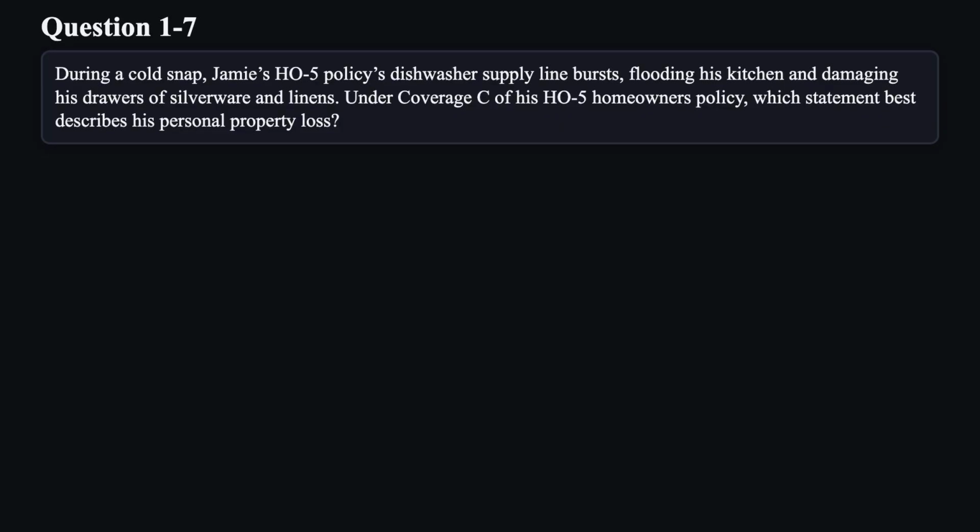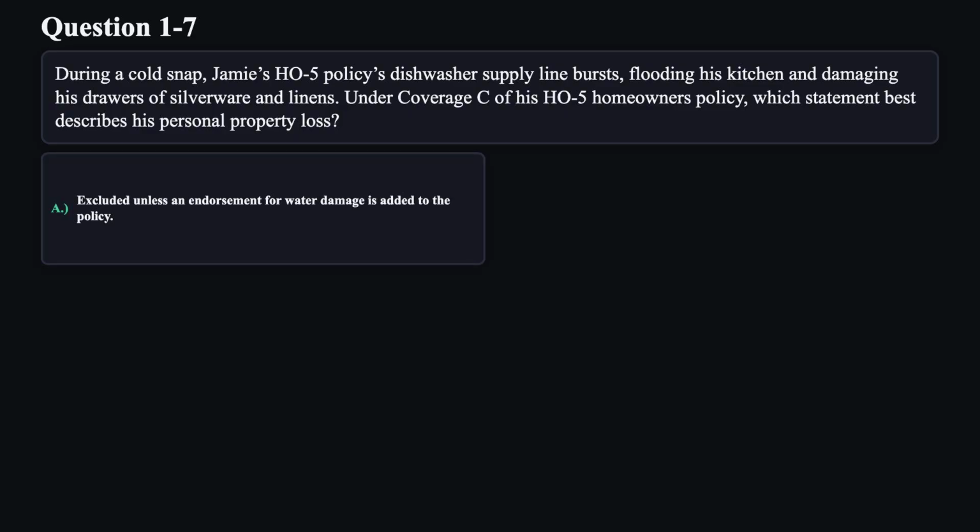Question 7. During a cold snap, Jamie's HO5 policy's dishwasher supply line bursts, flooding his kitchen and damaging his drawers of silverware and linens. Under coverage C of his HO5 homeowner's policy, which statement best describes his personal property loss?